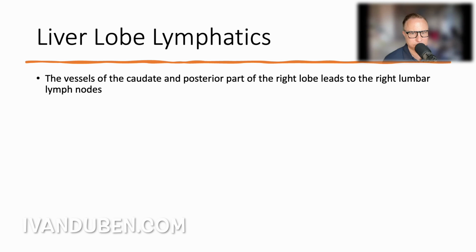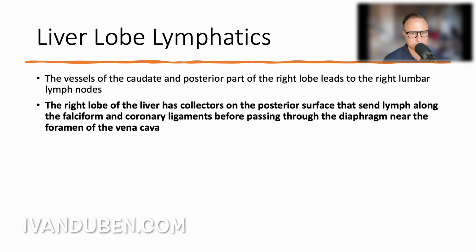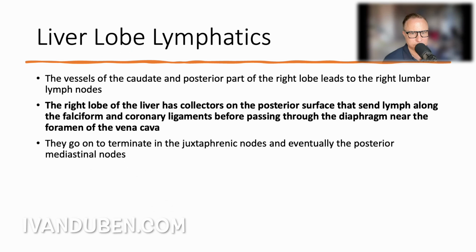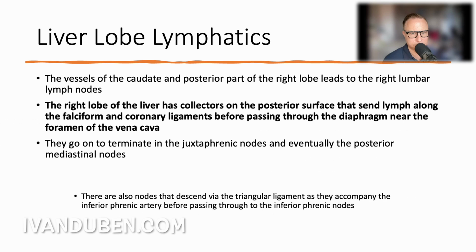The vessels of the caudate and posterior part of the right lobe lead to the right lumbar lymph nodes. The right lobe of the liver has collectors on the posterior surface that send lymph along the falciform and coronary ligaments before passing through the diaphragm near the foramen of the vena cava. They go on to terminate in the juxtaphrenic nodes and eventually the posterior mediastinal nodes.